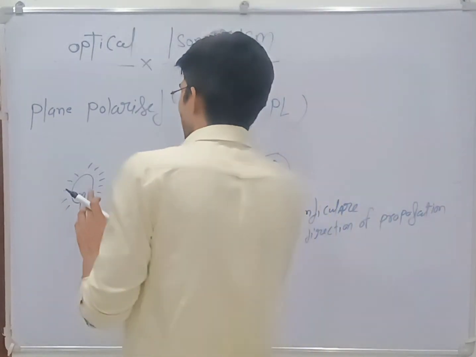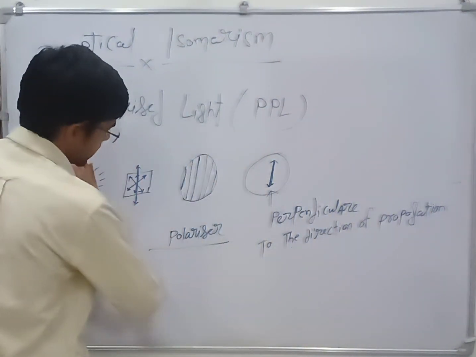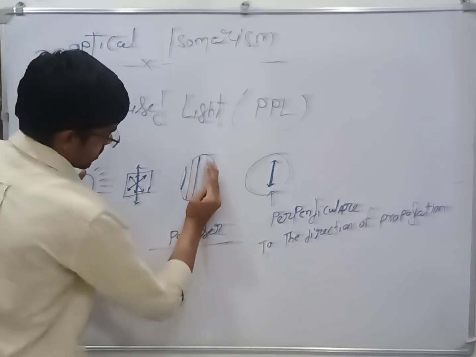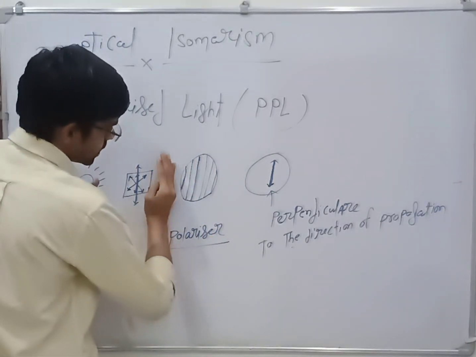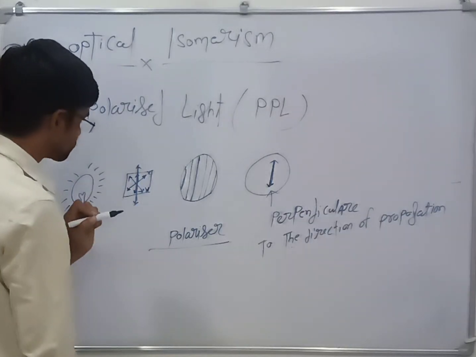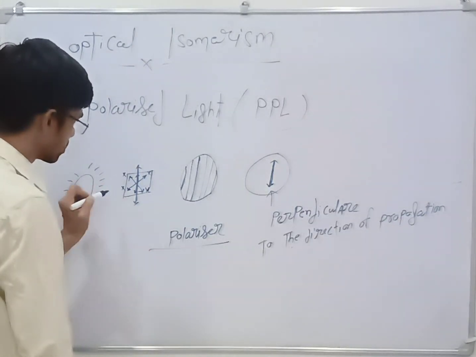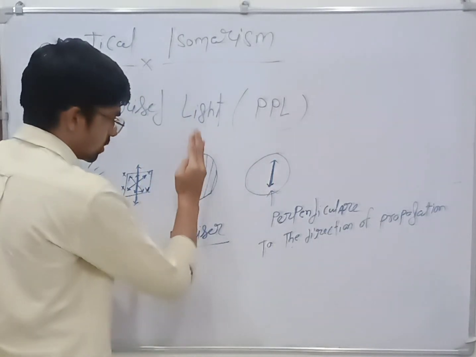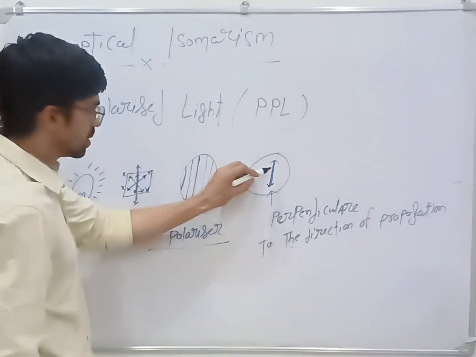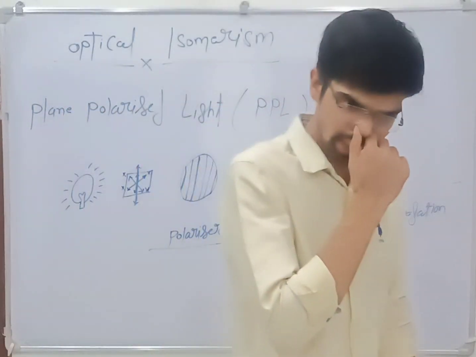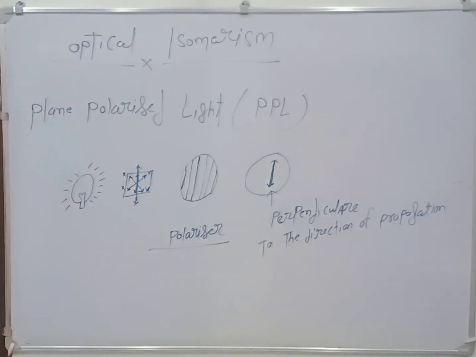See, light is propagating which side? This side. The light is going through like that here, but the polarizer is blocking the light from this side. These lights are blocked. So only the light which is perpendicular to the plane is able to pass through it. Okay, that is called PPL light. All right.